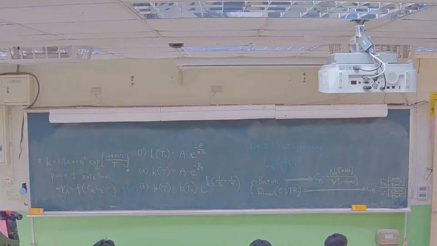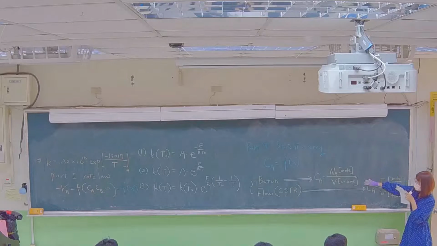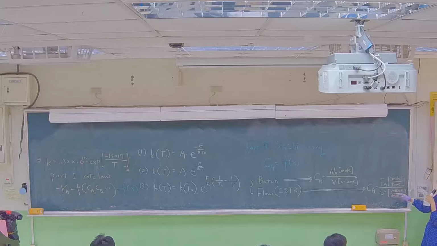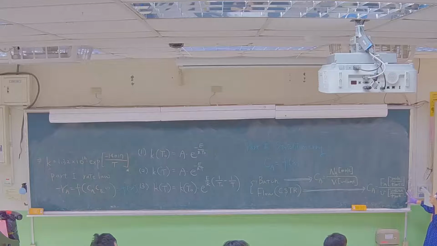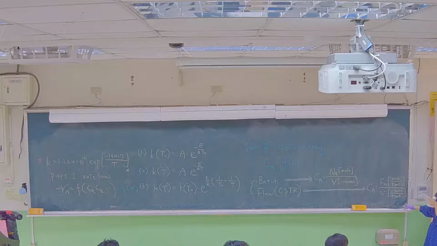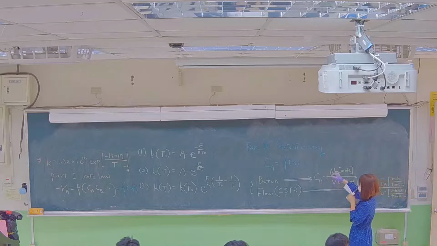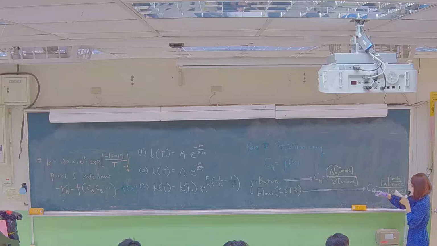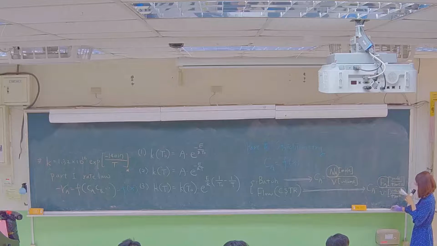So we want to get a concentration, but in different reactors, we use different parameters to calculate it. But they are similar, right? Also mole over volume. But flow reactor means there is a rate. Rate is related to time. So it is the molar flow rate over volumetric flow rate. But they are the same. So if you see a batch reactor, you have to write NA. If you see the flow reactor, you have to write FA.